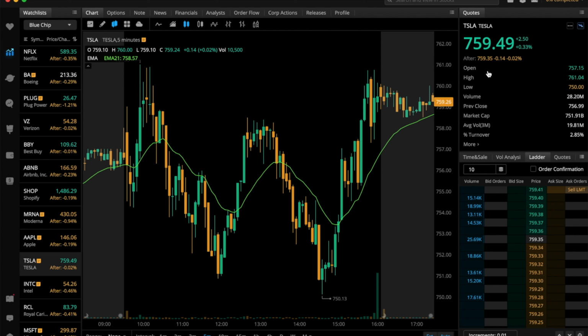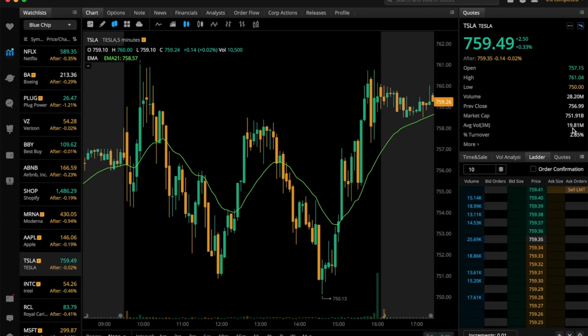Now here we can see the open, the high, and the low of that day, and you can see that these numbers are just prices that are posted here. We have the volume, so 28.2 million shares were traded. The previous close of the previous day, so we can see the difference between those two. And here we have the market cap that we talked about. So this is simply the last price times the number of shares available or outstanding.